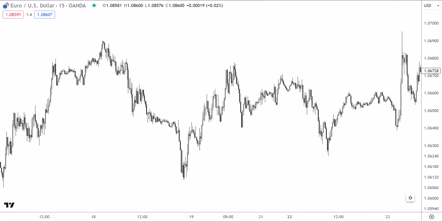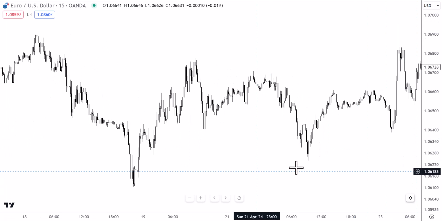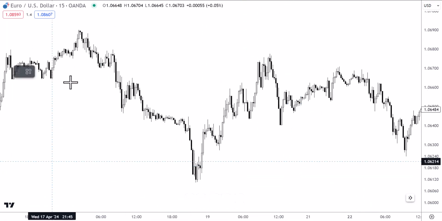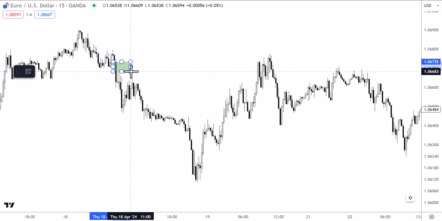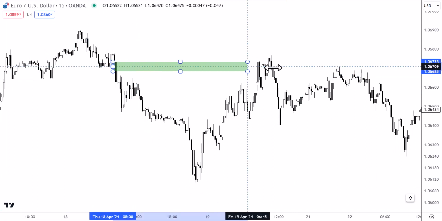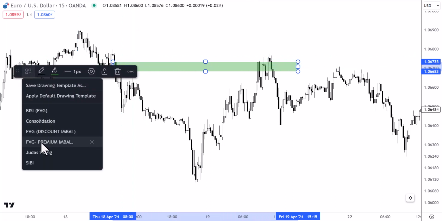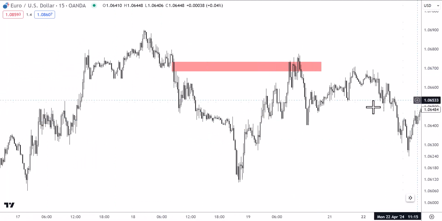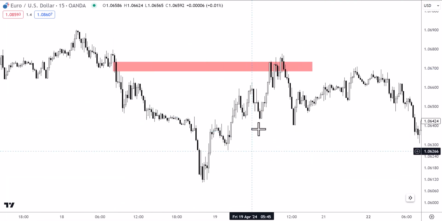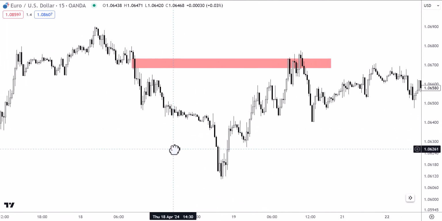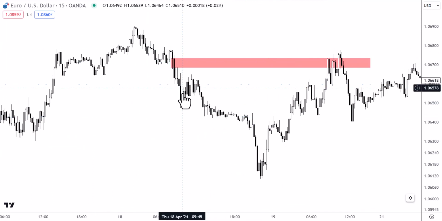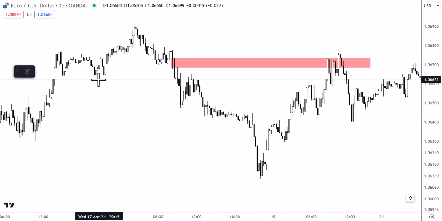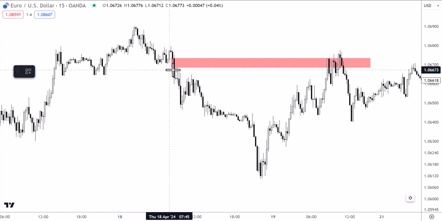So let me show you guys an example of internal liquidity. Right here we can see a clear imbalance that price has left in the market for price to eventually trade into, rebalance, and then continue to reprice. So we see that price aggressively moves lower. You see that price does a market structure shift along with a displacement.